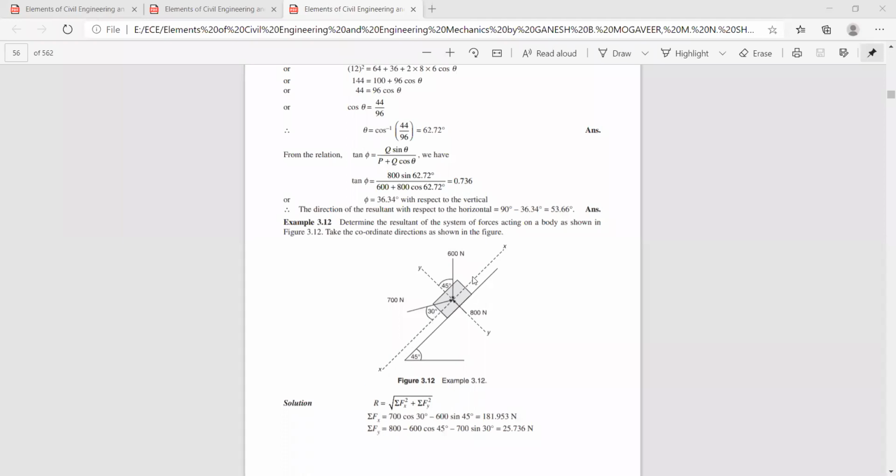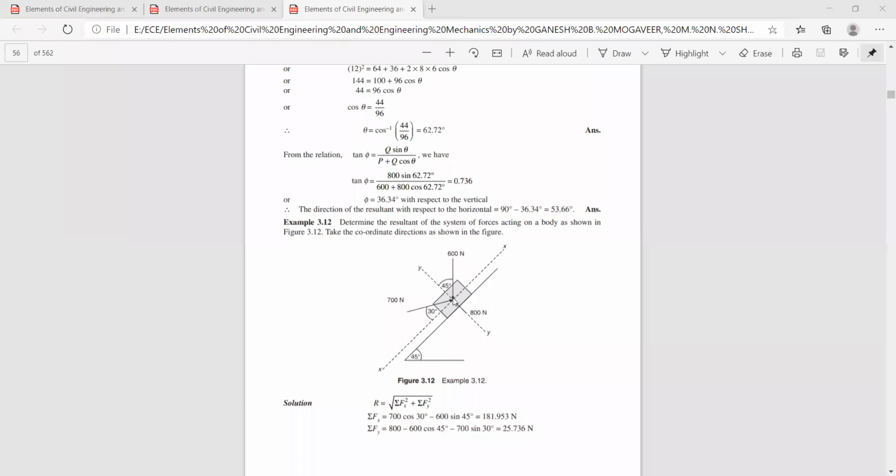Always it is better to select the x-axis parallel to the inclined plane and the y-axis perpendicular to the inclined plane. Choosing the axis of reference is very important, because you choose the reference axis in such a way that most of the forces act along those axes. Here you have three forces, 700 Newton, 800 Newton and 600 Newton, one of which acts along the y-axis. Hence the resolution becomes simple. You only have to resolve two forces, that is the weight of the block and 700 Newton. So we have selected the reference axis parallel to the inclined plane, and this angle is 45 degrees.